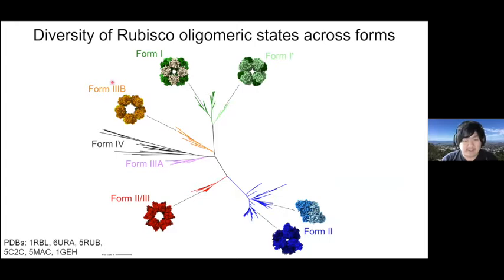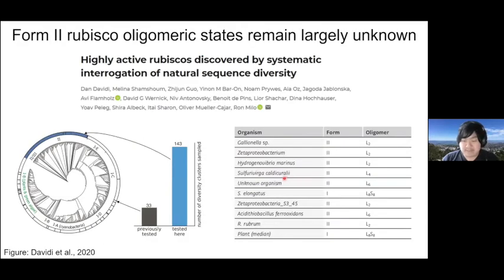So this is the entirety of the phylogenetic tree. So form 1s, the photosynthetic ones, are up here. And then this is the clade that we had discovered, form 1 prime, in addition to the remainder. And so for this project in particular, we focused on these form 2 enzymes because early last year, this paper was published in which a group in Israel had characterized kinetically a larger diversity of these form 2 Rubisco that previously were unknown.